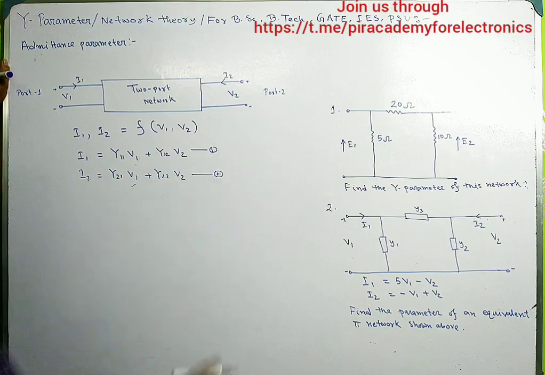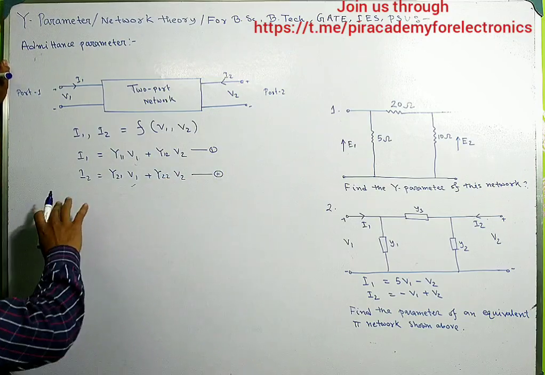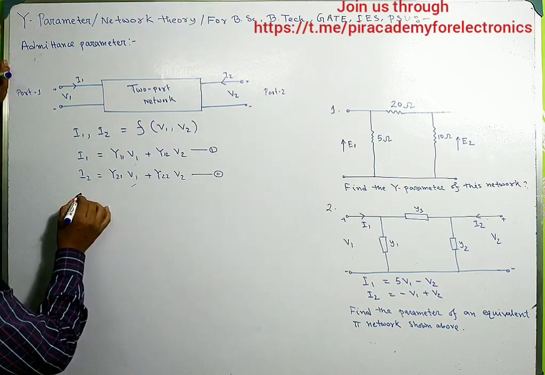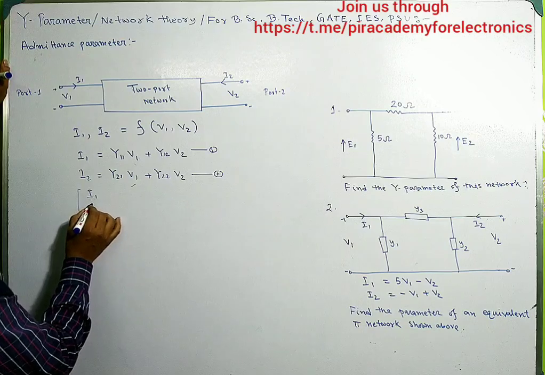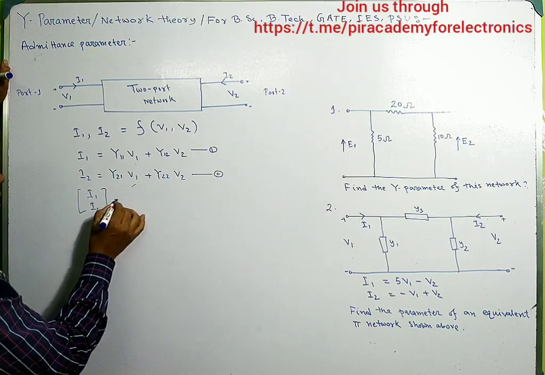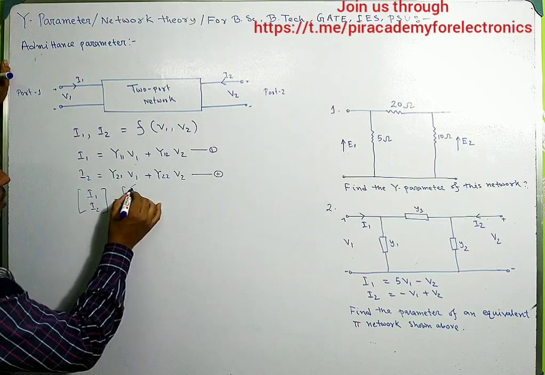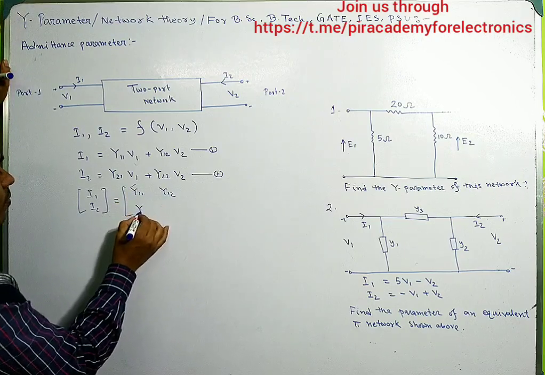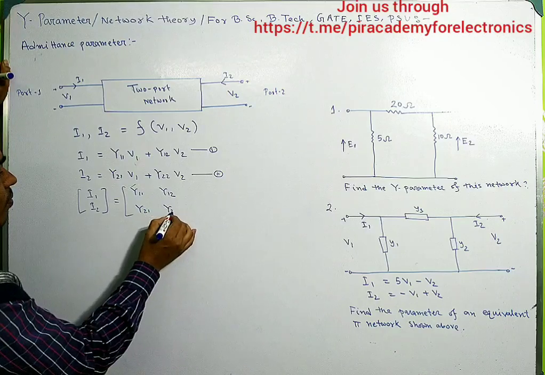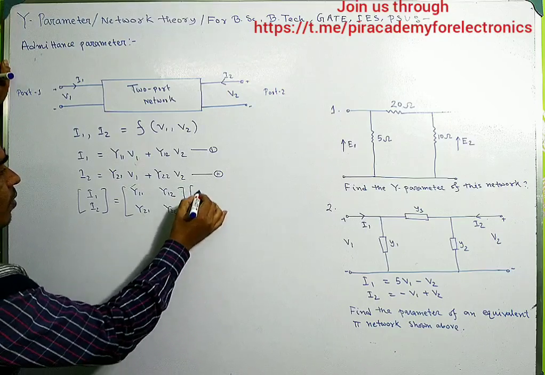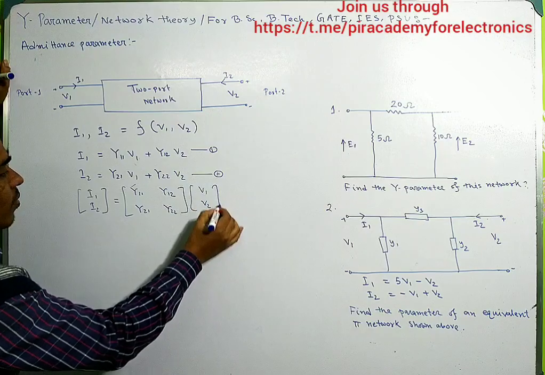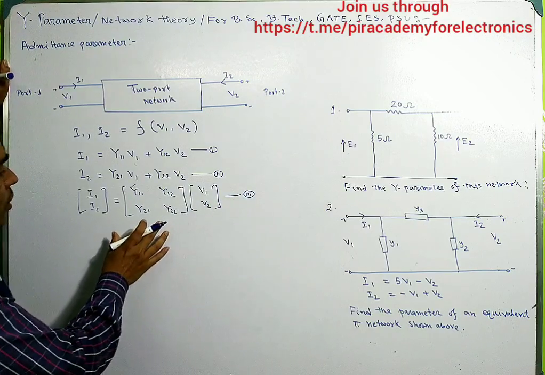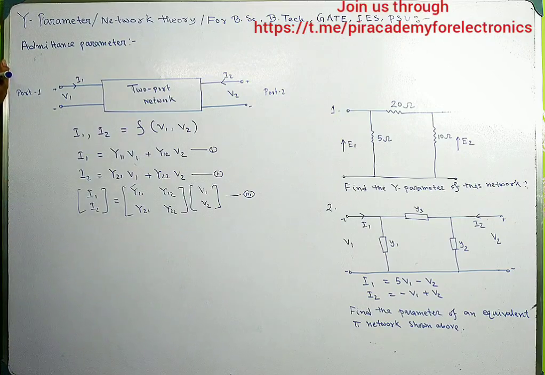This is equation 2. If I express these two equations in matrix form, it will be like this. This is the current matrix and this is the Y matrix. This is the voltage matrix. So this is the expression in matrix form.